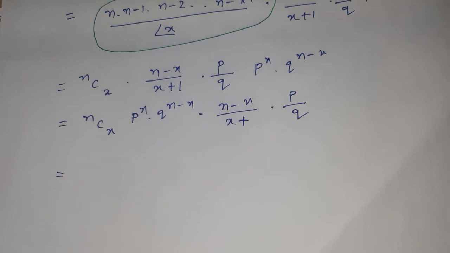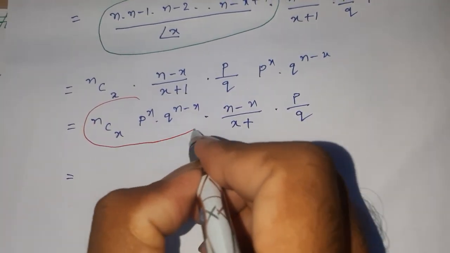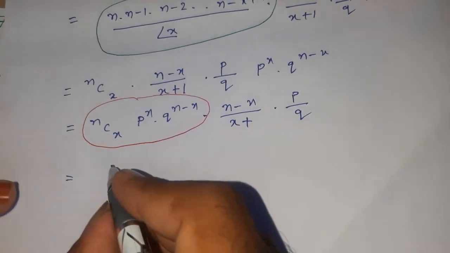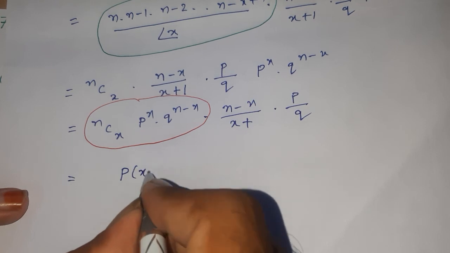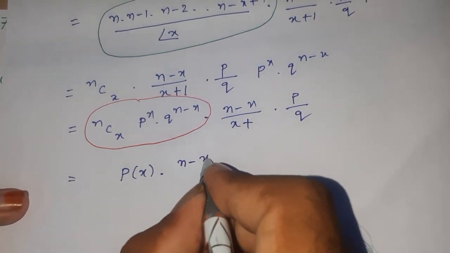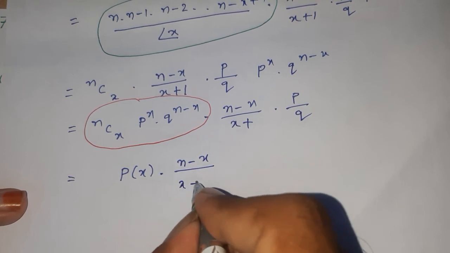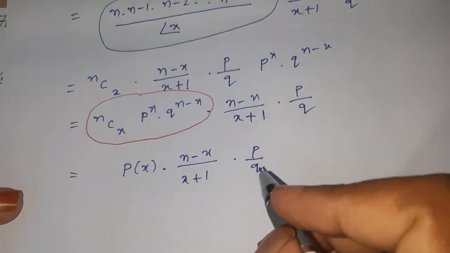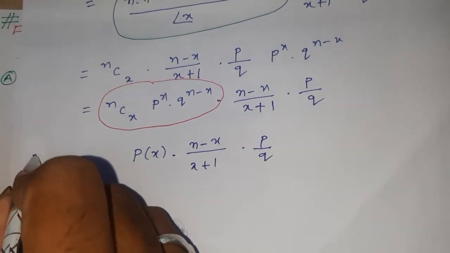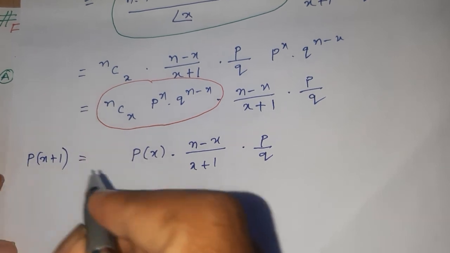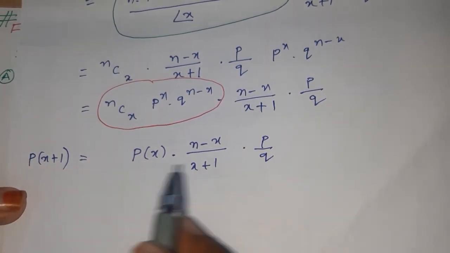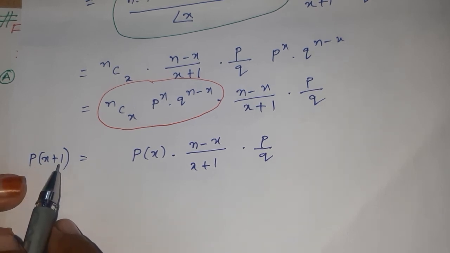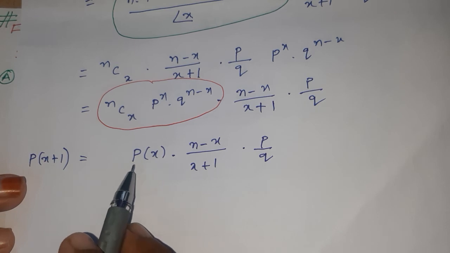Now this term is nothing but p of x, the probability for x successes. Therefore, we have p of x plus 1 equals p of x into n minus x by x plus 1 into p by q. This is the recurrence formula for x plus 1. Therefore, by using this formula, we can easily find out the value of p of x plus 1 whenever we know the value of p of x.